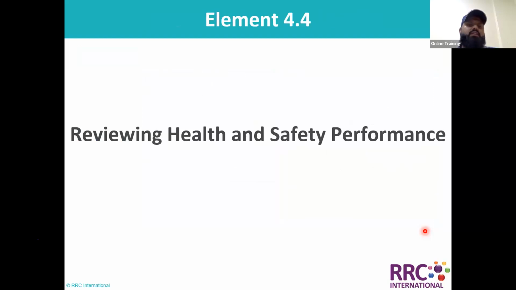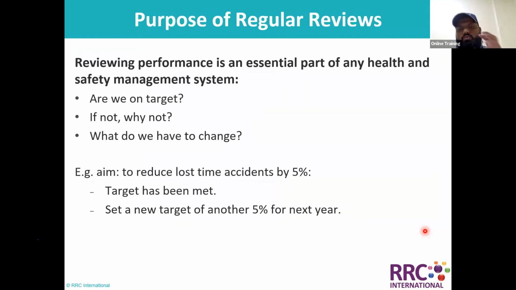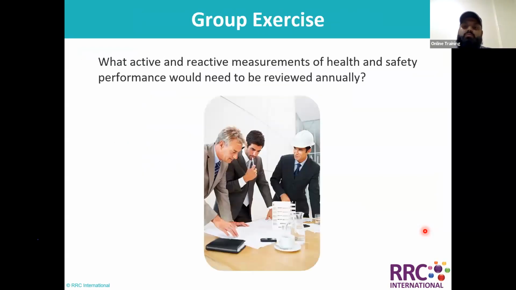After that, we learned why we need to review our health and safety performance, when we need to review it, and who reviews it. Starting from the top management, who review it annually, then the management team review, and then departmental review. And what do we check? What is the main purpose? Just one purpose: are we on target? If yes, how can we improve it? If not, then what needs to be improved?